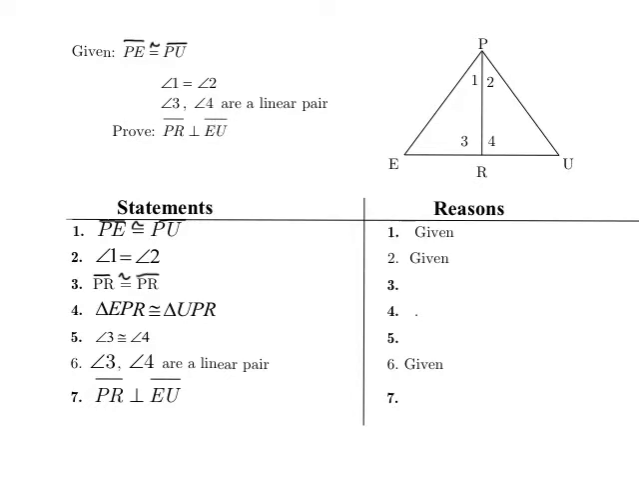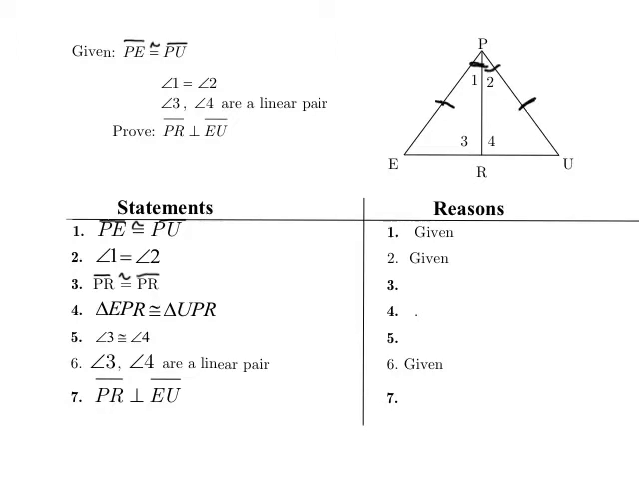So the first thing I like to do is mark up my diagram. PE is congruent to PU. That means we want to put our markings in there to show that they're congruent. And then angle 1 is congruent to angle 2. We're going to mark those. Those are supposed to be arcs. So they're congruent. And 3 and 4 is a linear pair.